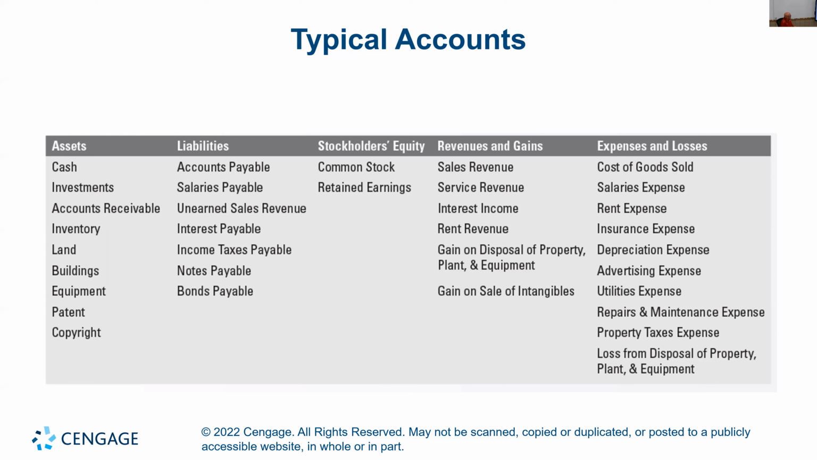Okay, so this is a great slide to remind you what account falls under what category. What is an asset? What is a liability? What is equity? What are revenues and gains? And what are expenses and losses? Remember that revenues and gains and expenses and losses are actually part of stockholders' equity in that expanded accounting equation, because revenues minus expenses is what gives us our net income.